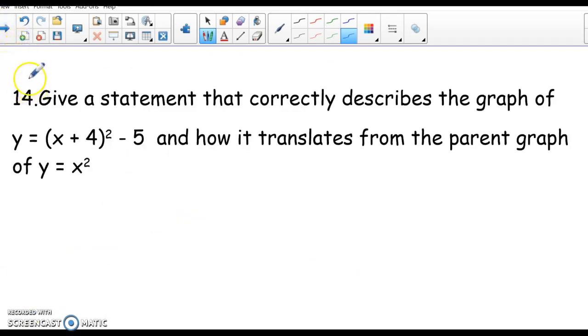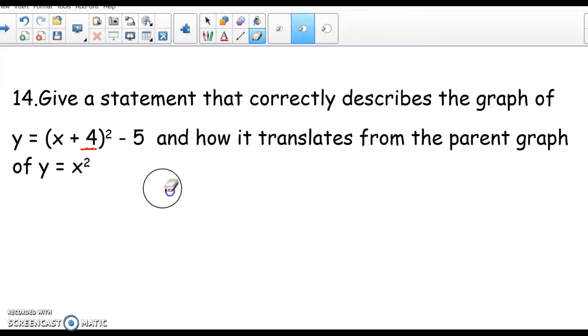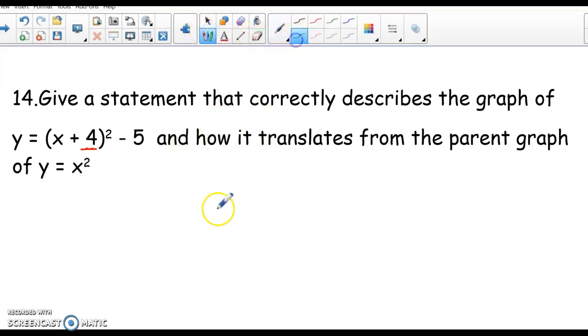Give a statement that correctly describes the graph of this and how it translates from the parent graph. All we have to do is look at what's inside. It moves in the opposite direction. So this is plus, so it's going to move in the opposite. So it's going to move left. Sorry, I can't spell. It's going to move left 4.